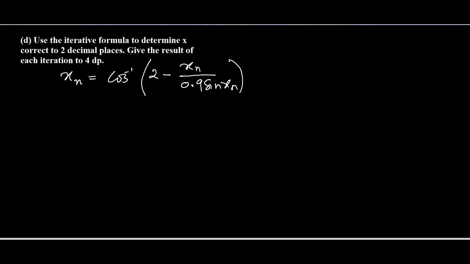Finally, usually the D part says to find the value of x by using the iterative formula, which was the one I've written in front of you. So x2 will be cos inverse of 2 minus... now for xn, we should start with a number which is between 0.5 and 0.7. That was what we needed, right? So it is 0.6, which is exactly in the middle. So let's start with 0.6.